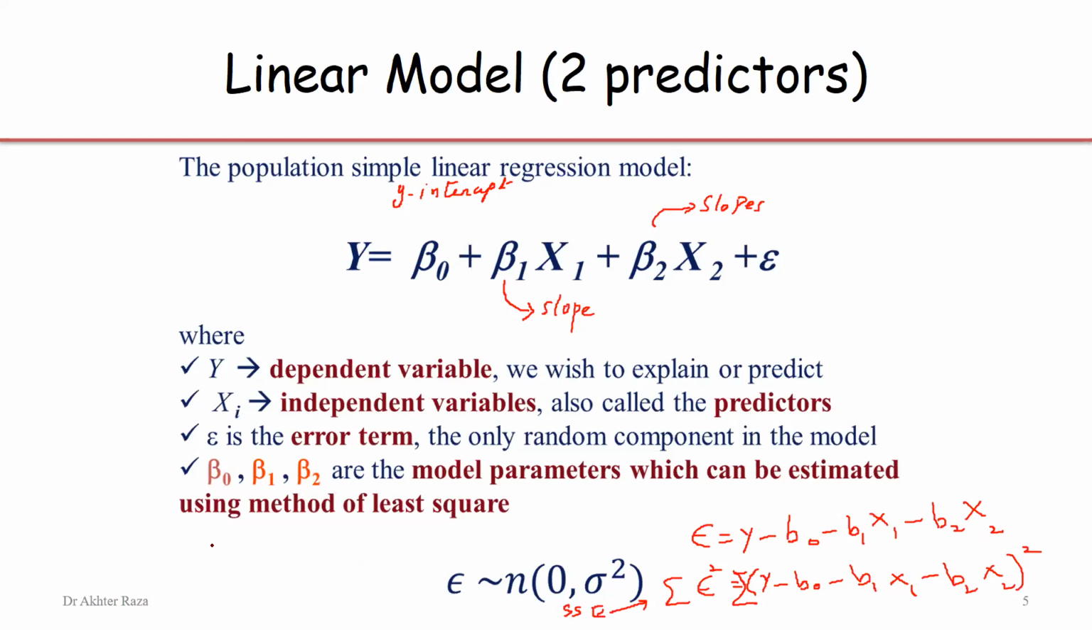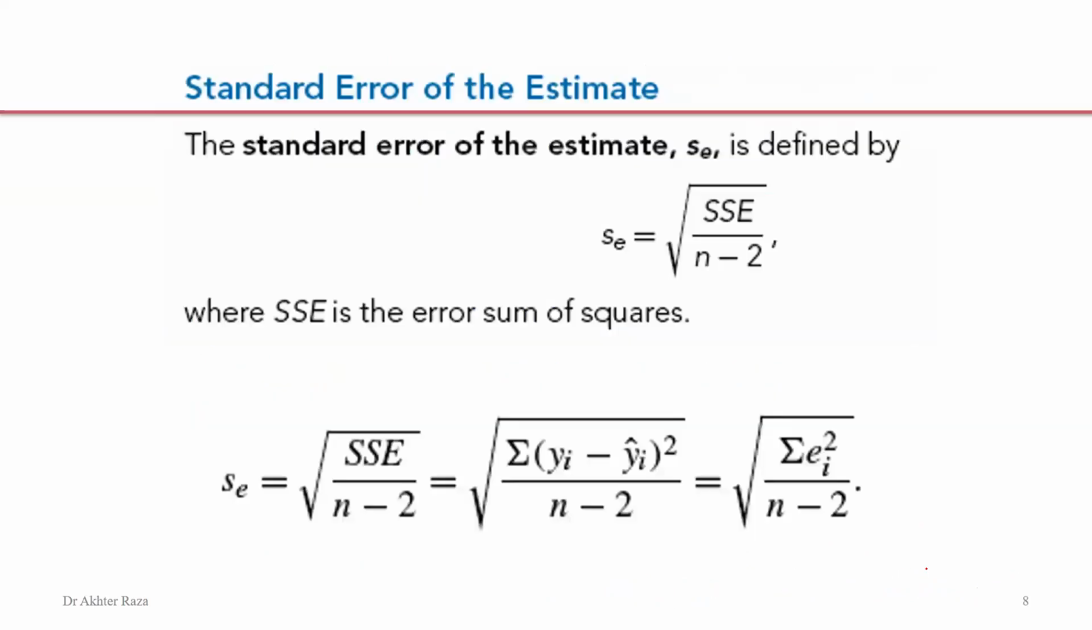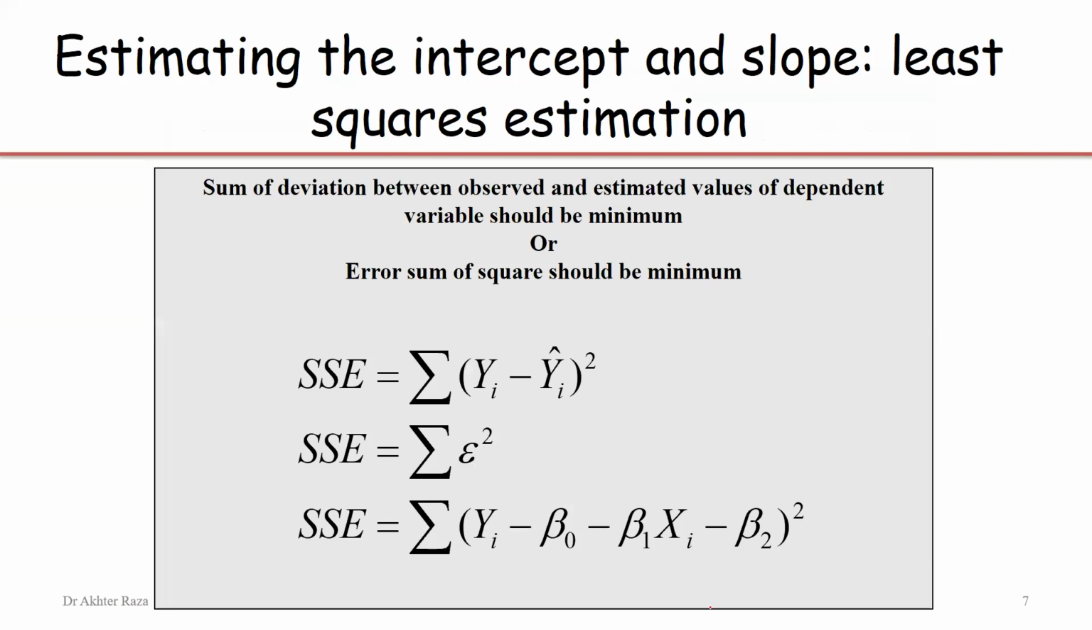Then the second step is to minimize. So now you have to minimize this equation with respect to beta naught, then with respect to beta 1, then with respect to beta 2, because our objective is to find these three values, beta naught, beta 1, and beta 2. These are the estimates. So after minimization, I have three equations. This is the SSE: (y minus beta naught minus beta 1 x1 minus beta 2 x2) whole square.